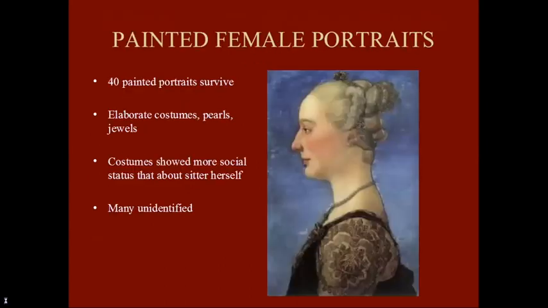Now, if you look at these portraits, there are about 40 of these painted portraits that survive. All of them follow this format of elaborate costumes and jeweled pearls, because that was a symbol of essentially Venus, fertility. Even today in Italy, when a female gives birth, the husband should give her a string of pearls as well. And the costumes, the dresses, actually showed a lot about their social status, and in certain cases even about the sitters themselves. Many are actually unidentified. But it was this beautiful object of the Renaissance woman.